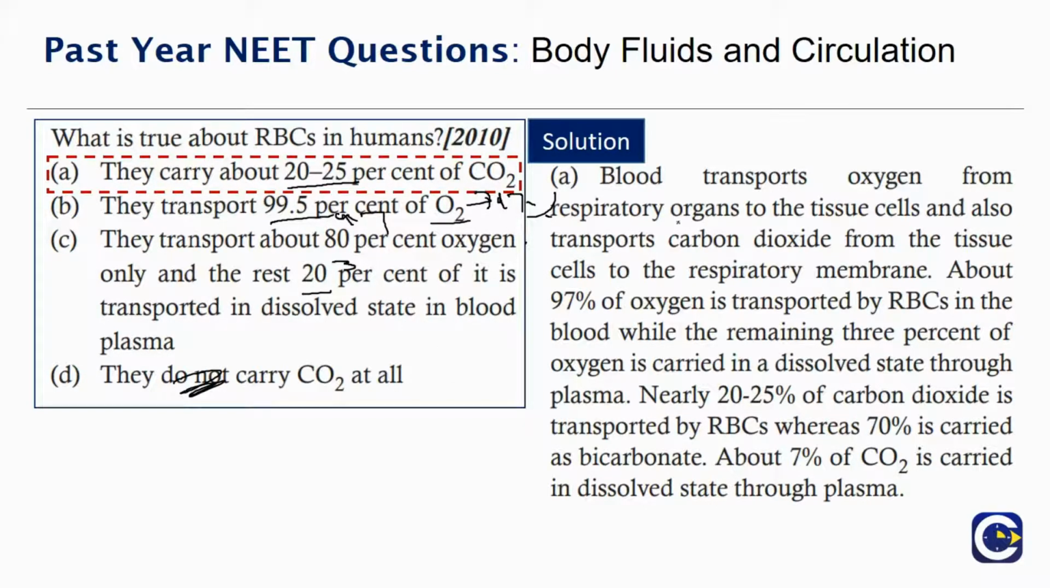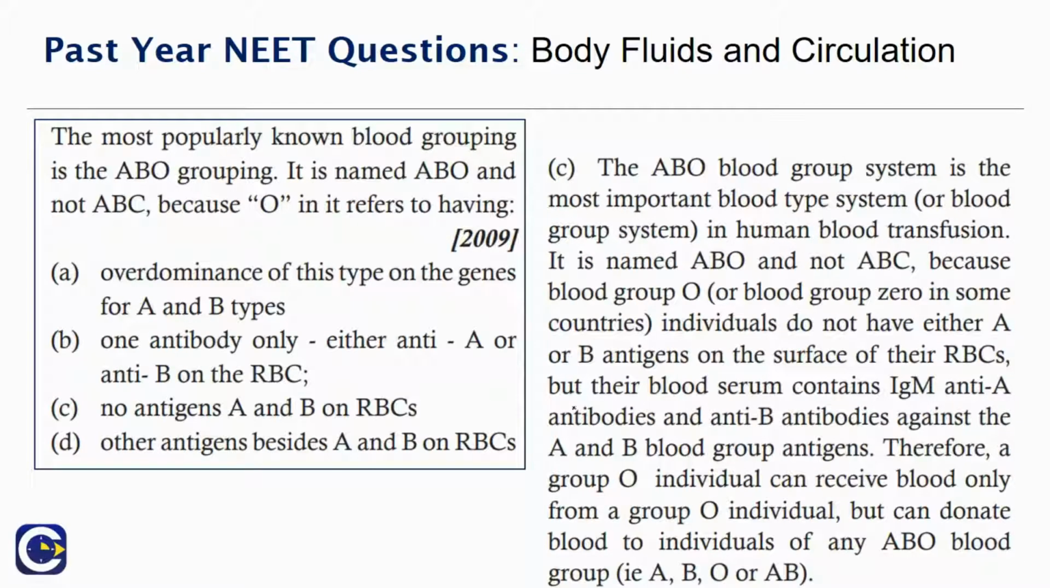Blood transports oxygen from respiratory organ to the tissue cells and also transports carbon dioxide from tissue cells to the respiratory membrane. About 97% of the oxygen is transported by RBC in the blood, while remaining 3% of the oxygen is carried in the dissolved state through plasma. Nearly 20 to 25% of carbon dioxide is transported by RBCs, whereas 70% is carried as bicarbonate. Another 7% of CO2 is carried through dissolved form. 70% is through bicarbonate, HCO3 minus ions. So the answer is given.